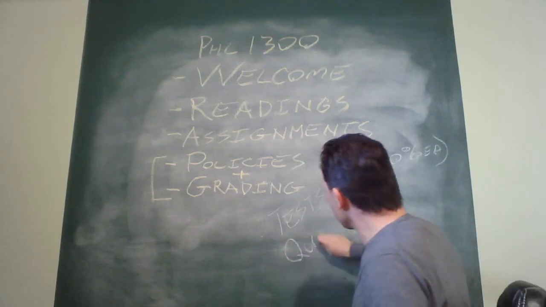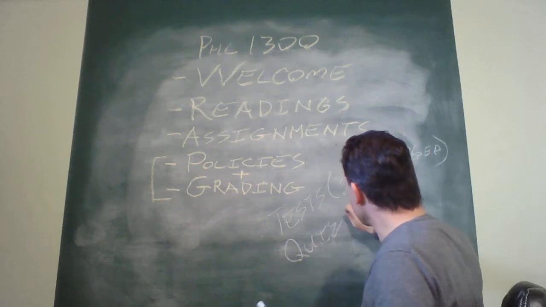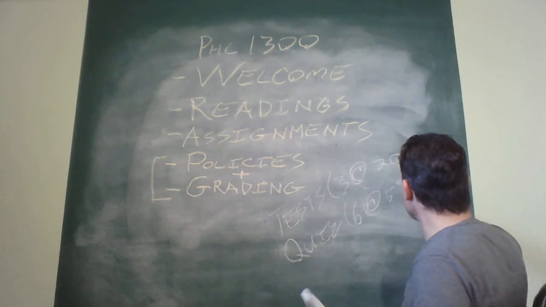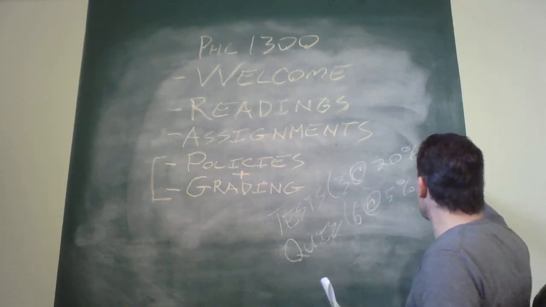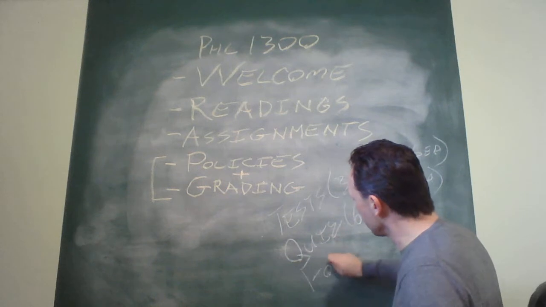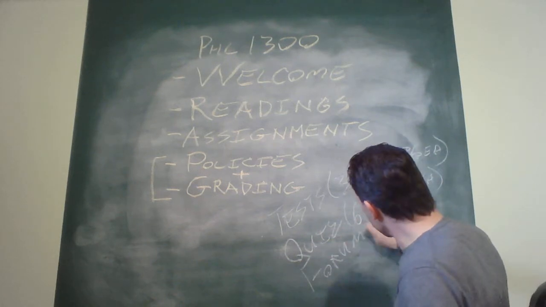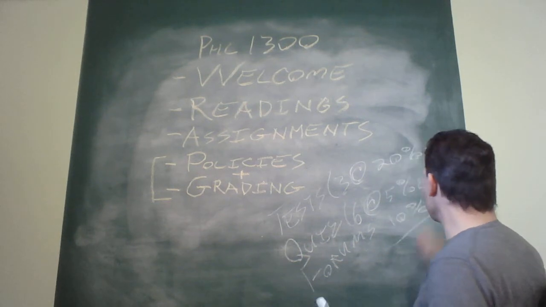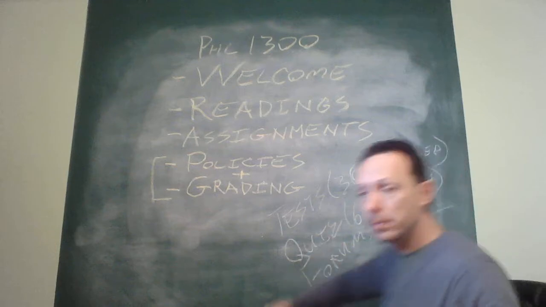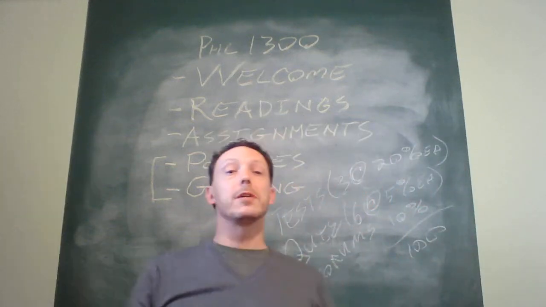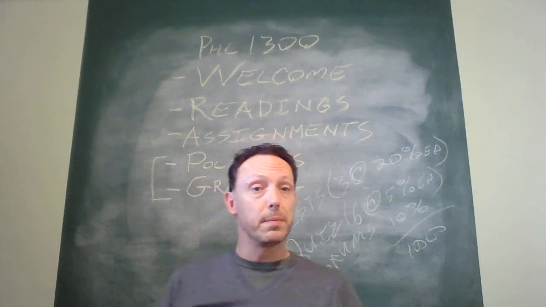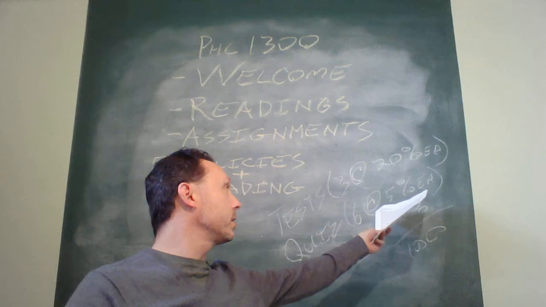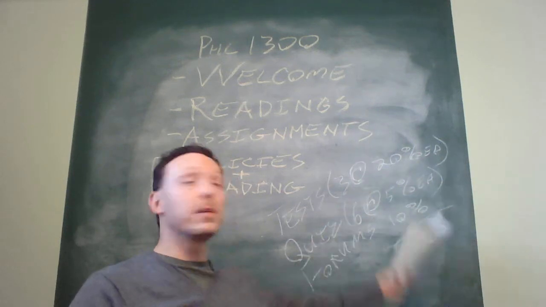Quizzes. There are six at 5% each. And then there are forums. That totals to 100. So that's because I don't like doing math. That just makes it easy. It makes it easy for you as well. So 3 times 20 is 60. 6 times 5 is 30. So we're up to 90, and then there's 10%.